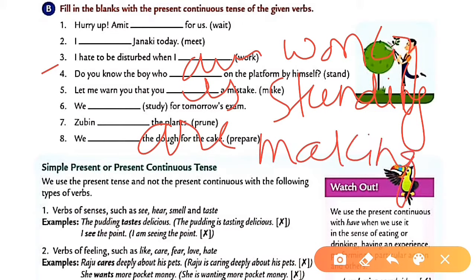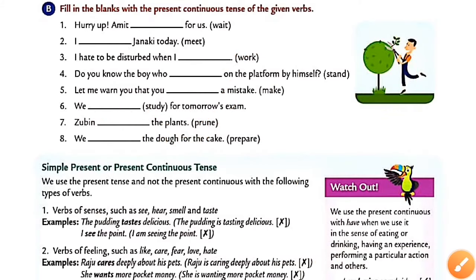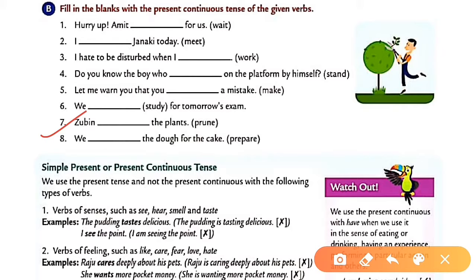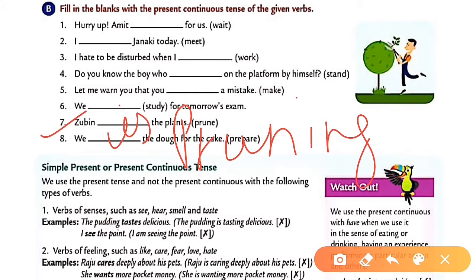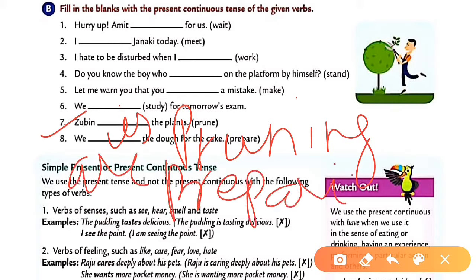Next, number 6, we dash for tomorrow's exam. We are studying. Next, number 7, Jubin dash the plants. Jubin is watering the plants. Next guys, number 8, we dash the dough for the cake. We are preparing. As I told you, all these present continuous tenses are based on is, am, are and verb ing form. Guys, move to next.